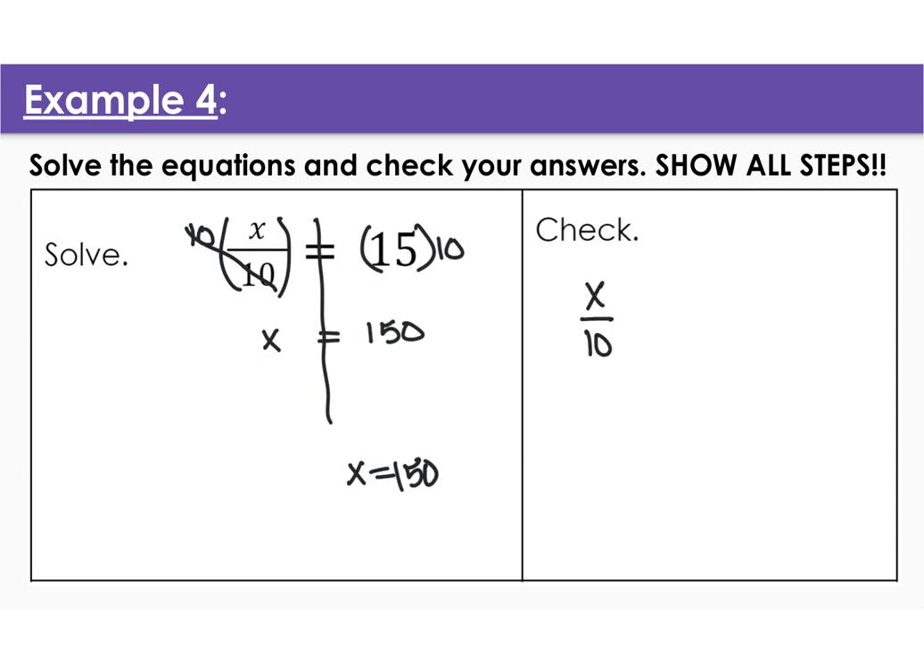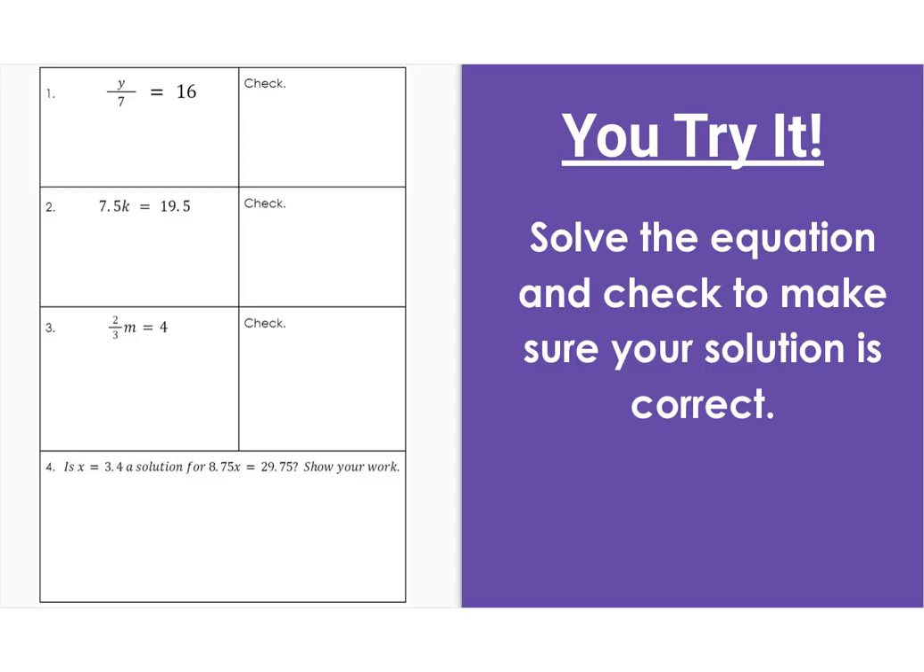x over 10 equals 15, and I said x equals 150. So I'm going to substitute: 150 divided by 10 equals 15. 15 does equal 15, so 150 is a solution. Okay, you try it.